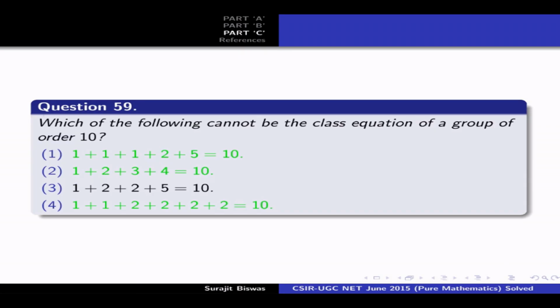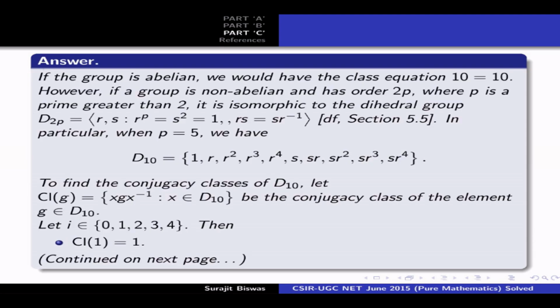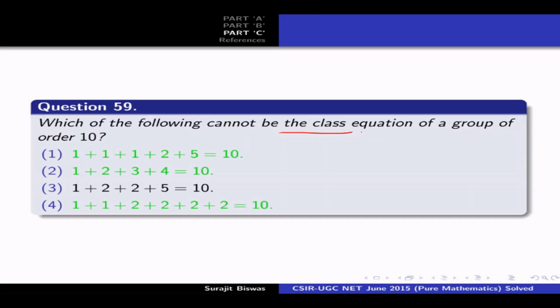Okay, question 59. Which of the following cannot be the class equation of a group of order 10? So basically we need to find out the class equation of an order 10 group. If the group is abelian, we would have the class equation 10 equal to 10, the trivial class equation. That is not appearing in these four options, so the group is not abelian, that much is clear.